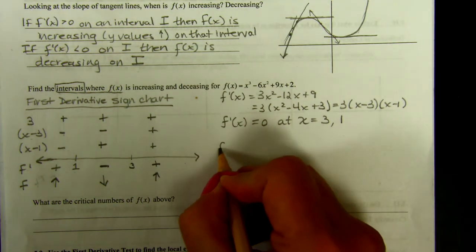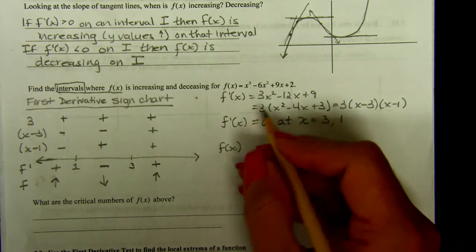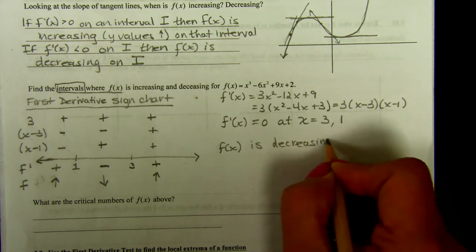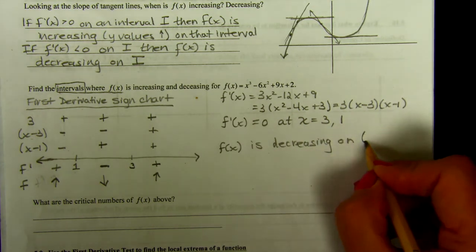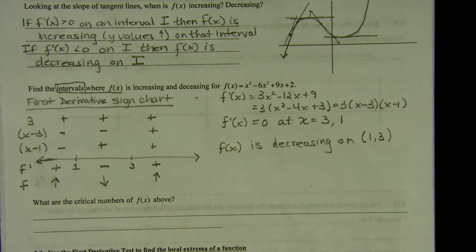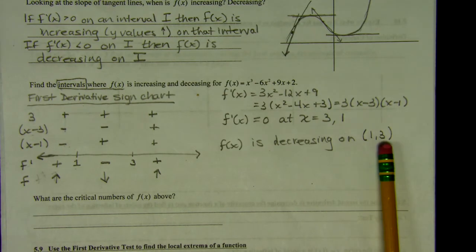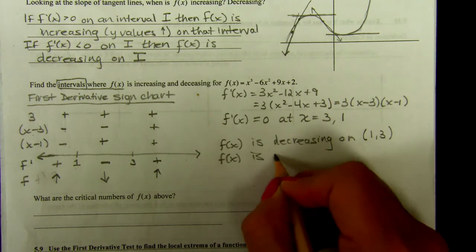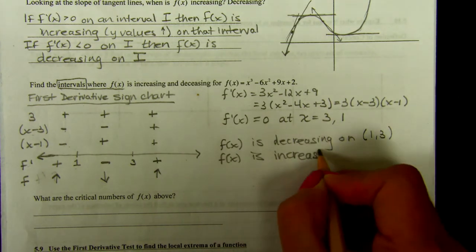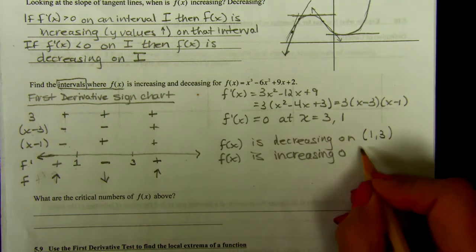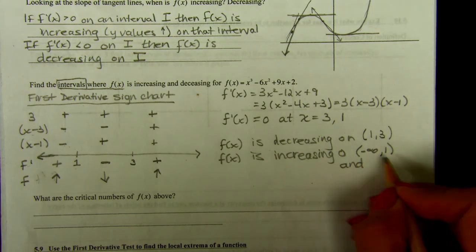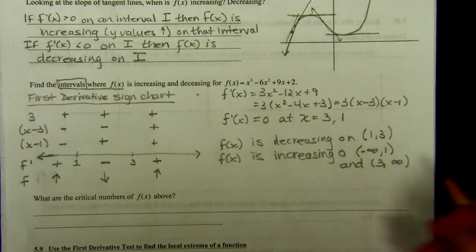Find that interval where they're increasing and decreasing. So f of x is decreasing on the interval from 1 to 3. Now notice I use open brackets because it is not, in fact, decreasing at 1 or at 3. It is 0 there. And then f of x is increasing on the interval negative infinity to 1 and 3 to infinity.